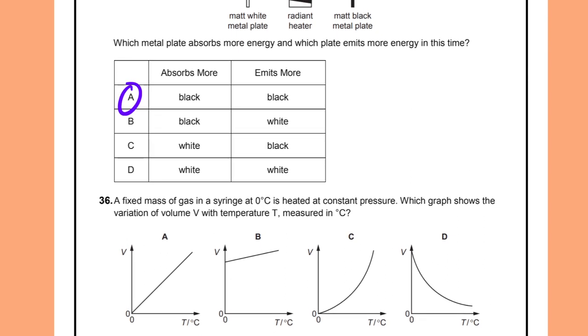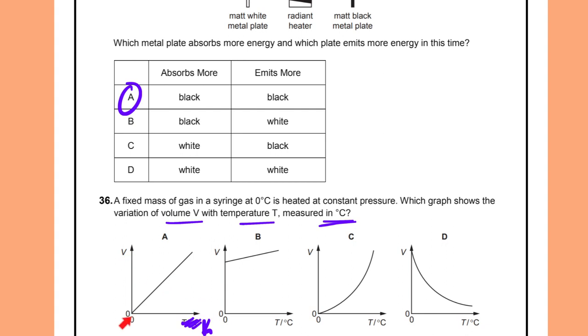A fixed mass of gas in a syringe at 0 degrees Celsius is heated at constant pressure. What shows the variation of volume with temperature measured in degrees Celsius, right? So we know that volume and temperature are directly proportional, but only if you're talking about temperature in Kelvin. If you have temperature in degrees Celsius here, so the idea is that 0 Kelvin is negative 273 degrees Celsius. So this graph would actually be correct if this was for Kelvin, right? So just direct proportionality. So volume is proportional to temperature in Kelvin.